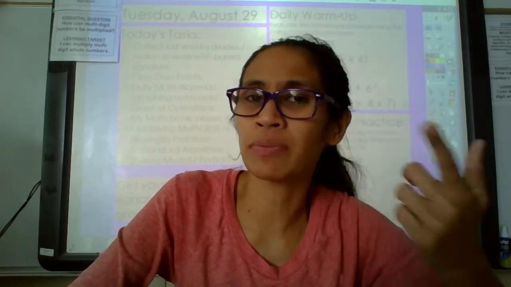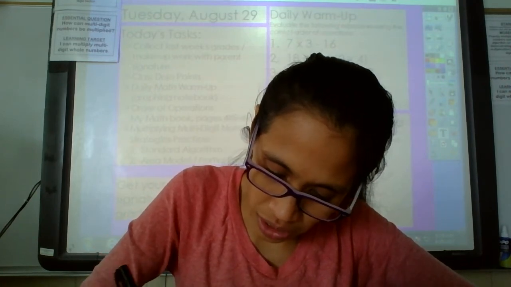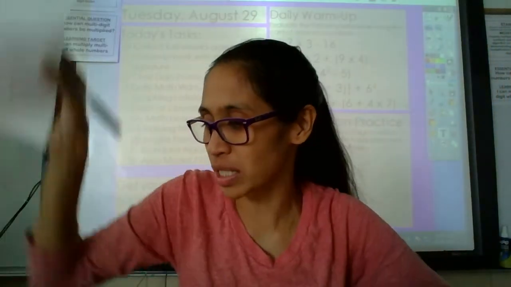Put the 1 with the 3 to make a 4, because 8 and 4, it's easier for me to remember that. Plus 1 at the top, and 1 and 2 makes 3. 32,616. Yes, we got that right. I'm glad I got that right. Didn't mess up on that.